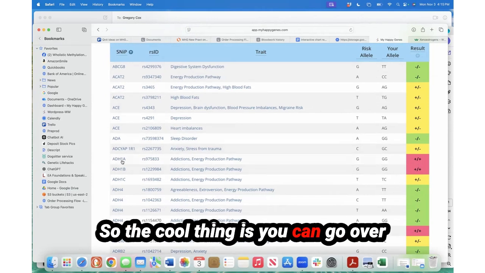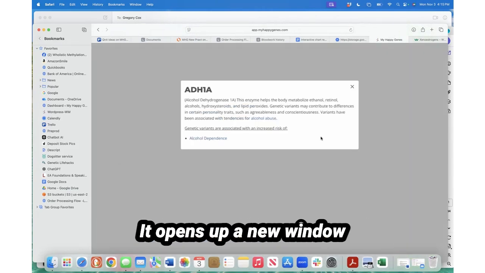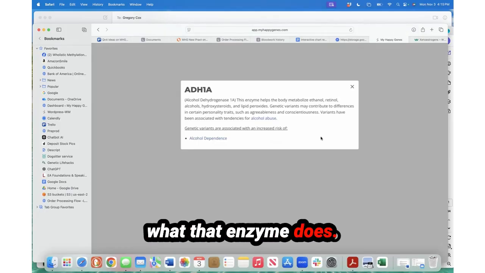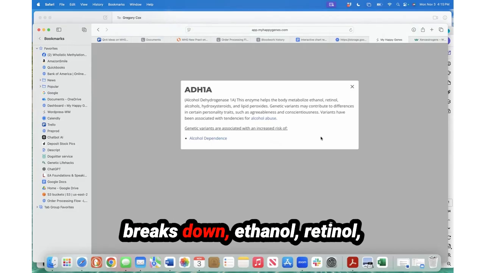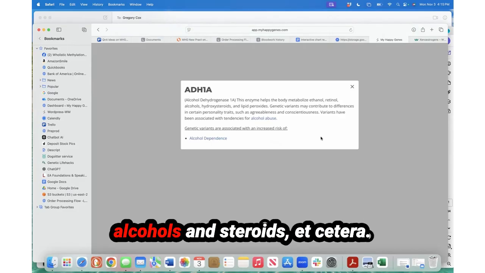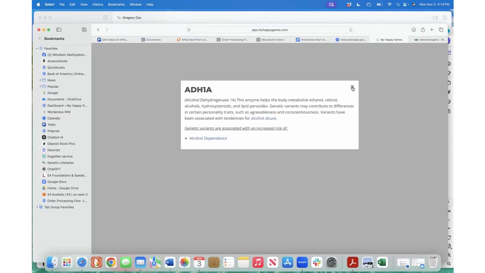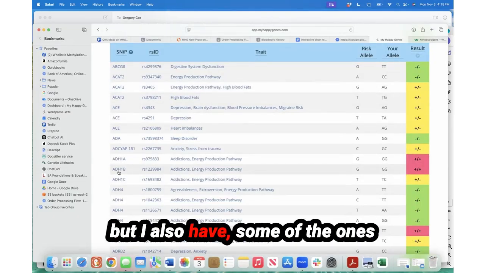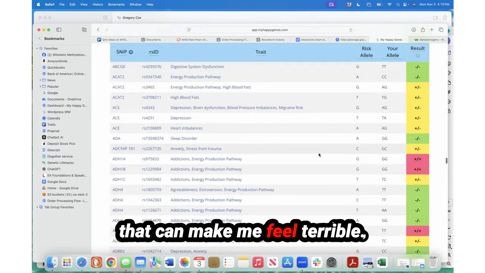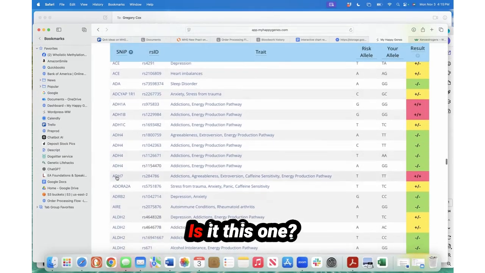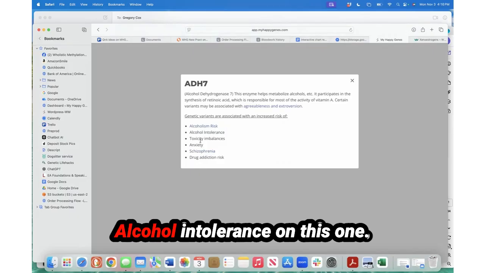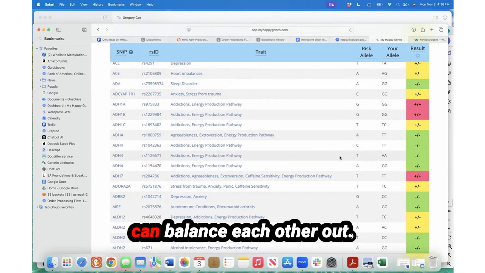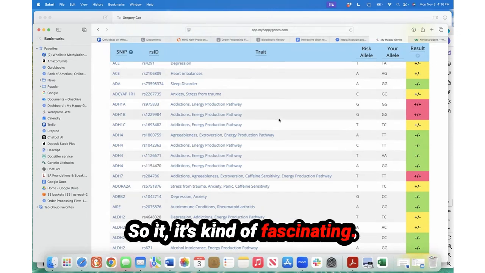So the cool thing is you can go over here and you can click on these SNPs. It opens up a new window and it's going to show you what that enzyme does. And this one is the enzyme that breaks down ethanol, retinol, alcohols, and steroids, et cetera. It can lead to alcohol addictions, but I also have some of the ones that can make me feel terrible. I think it's this one. Is it this one? Yeah, alcohol intolerance on this one. So, these enzymes can balance each other out. So it's kind of fascinating.